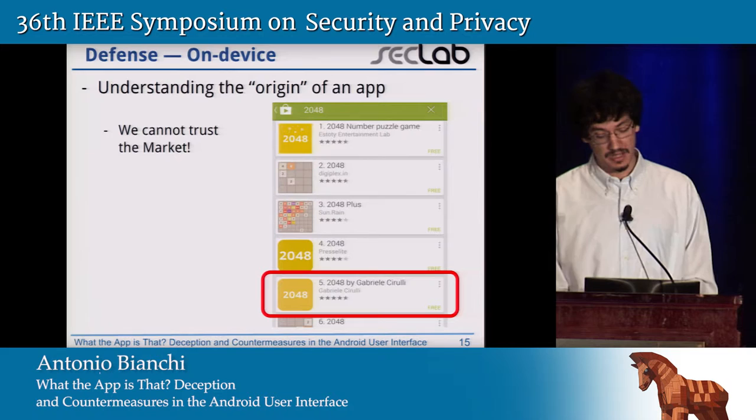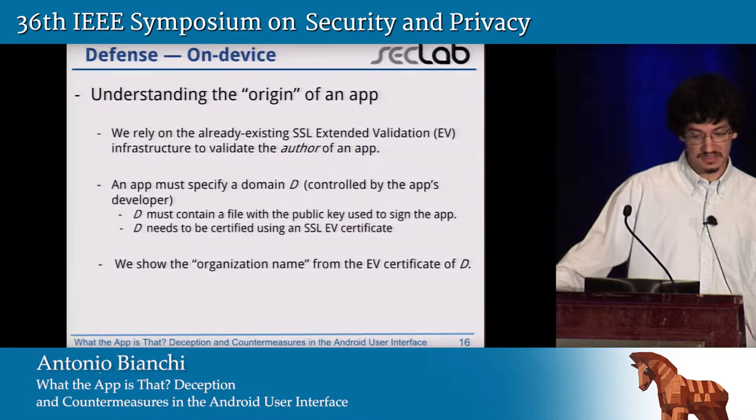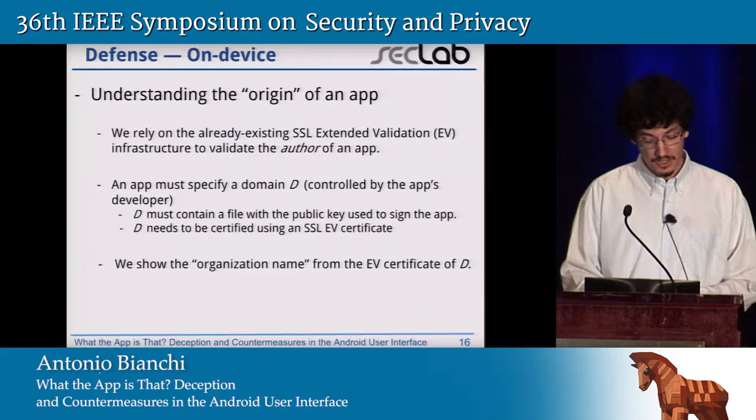So we decide to take a different solution, so to rely on an existing SSL EV extended validation infrastructure. And more precisely, we decide to show the organization name acquired from the SSL EV certificate that a developer that wants to use our system for his own app needs to get.